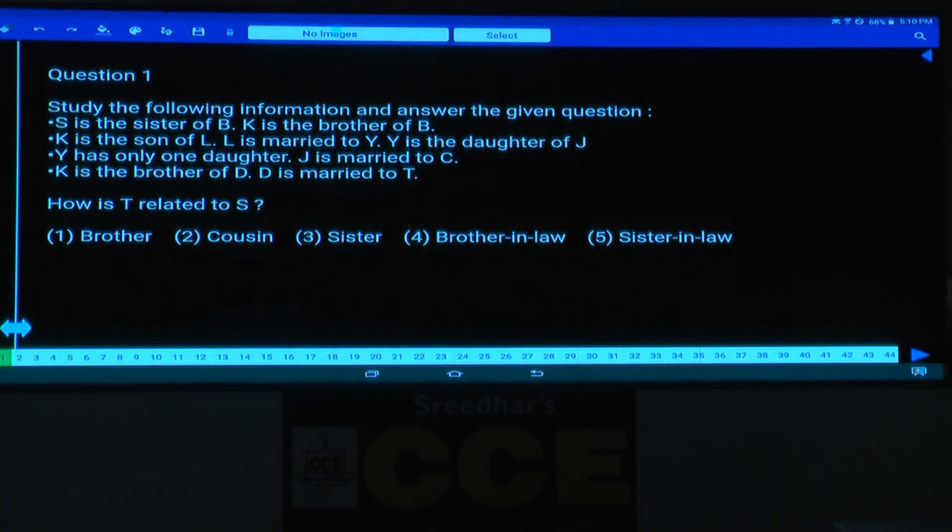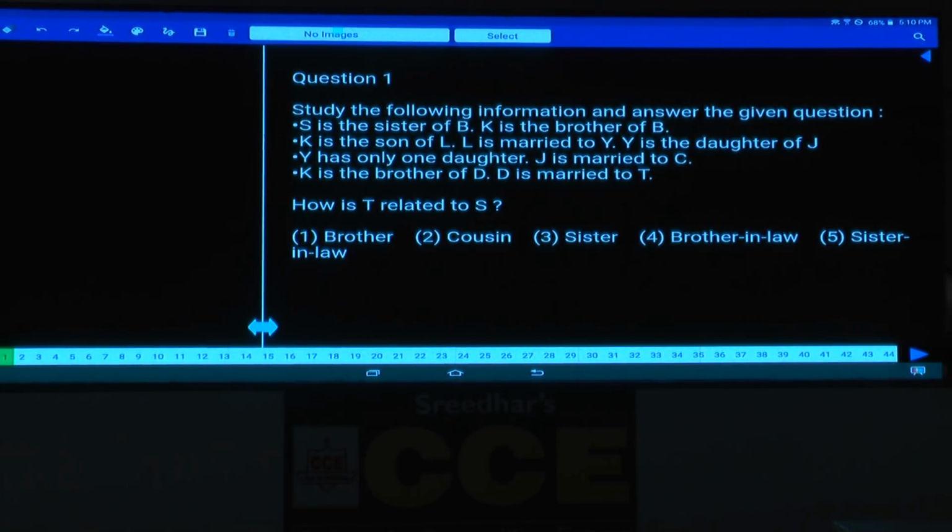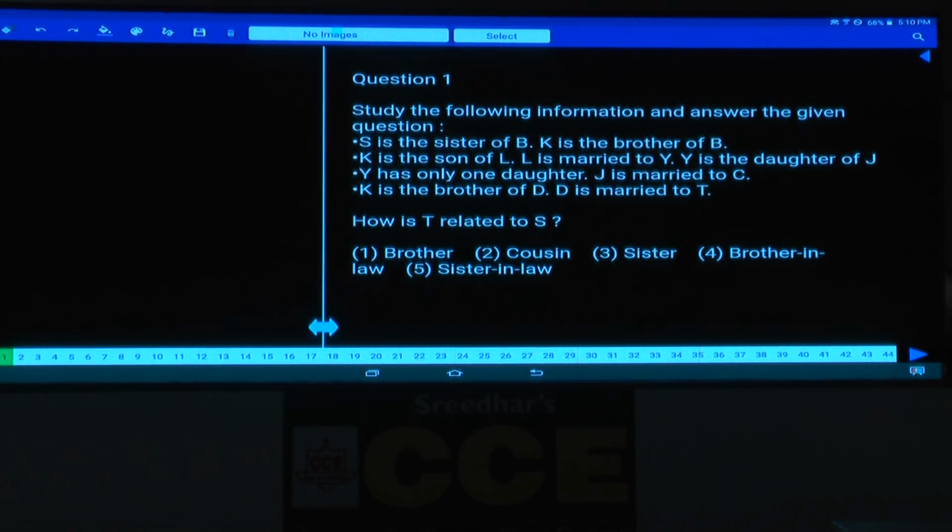Now paper number 13, RRB PO mains. Now question numbers 1, 2, 3. It is based on blood relations.